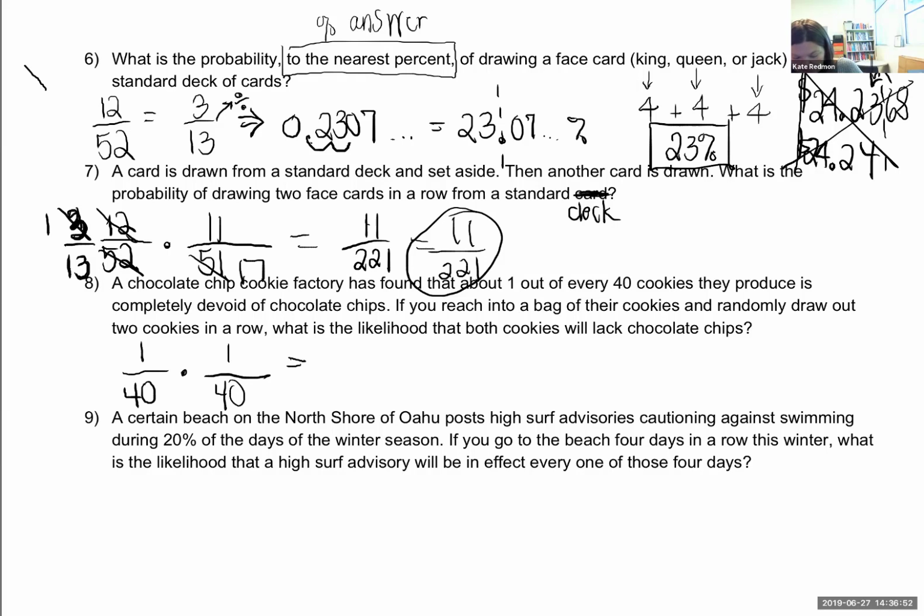So 1 times 1 is 1, and 40 times 40 would just be 16 with 2 zeros on its butt. So I get a 1 out of 1600. And you could do it in your calculator if you don't like multiplying 40 by 40, but I'm too lazy to pick up a calculator. Are we good with that?